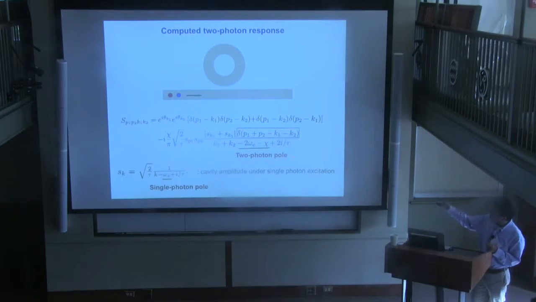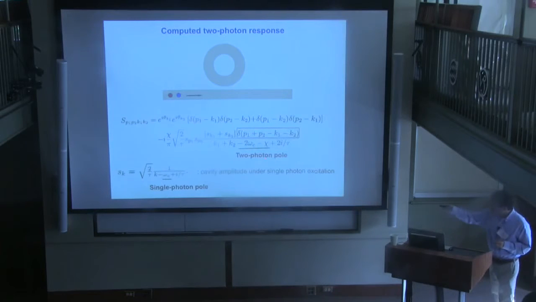Then you have the correlated part, which only has a single delta function. So the total energy is conserved, but the individual photon energy is not conserved. And the prefactor in front of this delta function here has both a single photon pole that comes from the single photon excitation, as well as a 2-photon pole inside the system.